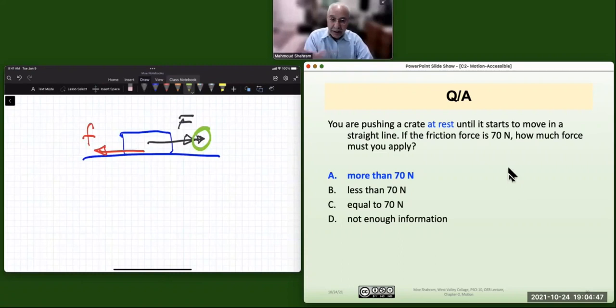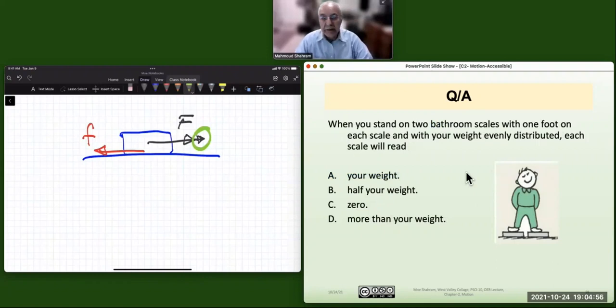So you see how that happens? Because you need a little bit more force to get this to move. So that's called static friction. Static friction is a little bit more than the dynamic friction. I'm going to talk about that in a minute. But before that, let's answer this question.